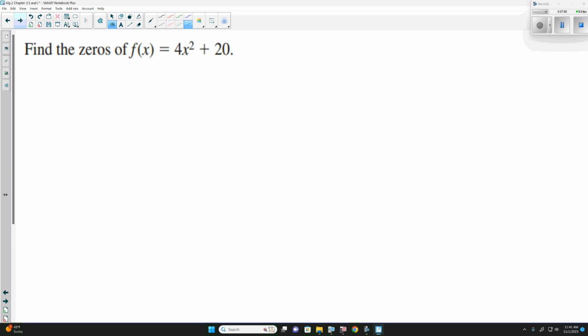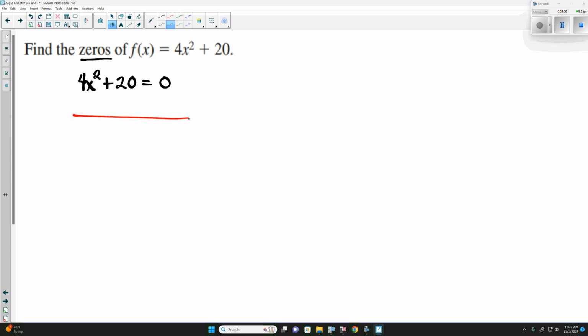Find the zeros of f of x. If we're finding the zeros, we're trying to see where 4x squared plus 20 is equal to 0. Now we can still use the square root method because we do have a term being squared. We do not have a middle term.